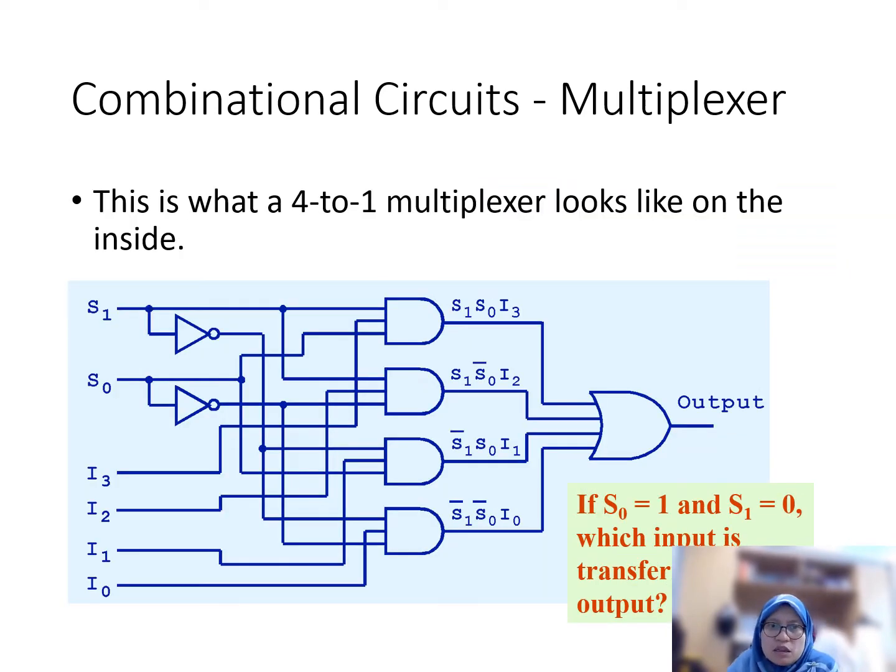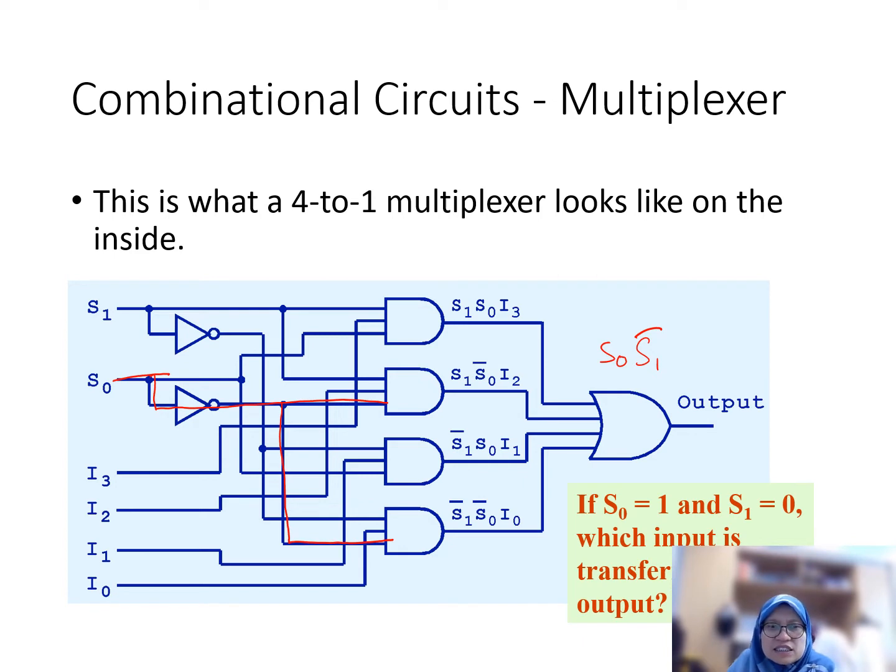For example, this is a 4-to-1 multiplexer. It means that for 4 inputs, it requires control lines to select an input. If S0 is equal to 1 and S1 is equal to 0, so that means S0, S1 bar. S0 means it goes to the north, going to this line, and this line.